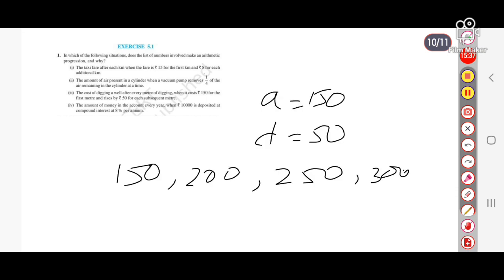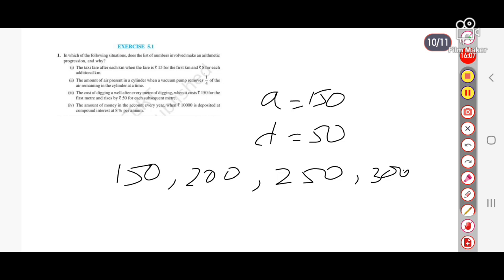So this is the equation for the third subdivision. Why? Because when it costs 150 for the first meter, the first term, the A value, is 150, and for subsequent meters they are charging rupees 50, so the D value, the common difference, will be 50. Say I am digging just 1 meter, I get paid 150 rupees. I am digging 2 meters, so 150 plus the extra subsequent meter I dug, for which they have given me 50. On the whole, I have 150 plus 50, that is 200 in my hand.